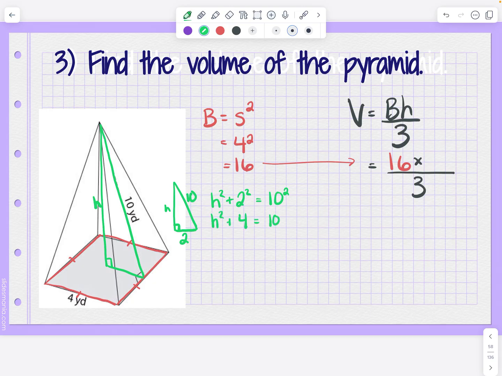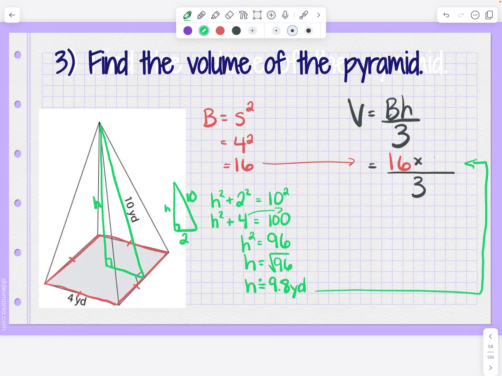Square those numbers. Now get h by itself. So move that 4 over, and when I move it over, I subtract it. 100 minus 4, I get 96. Square root 96, and I get a height that's about 9.8 yards. Now I know that height, I can sub it in here, and I can do my calculation.